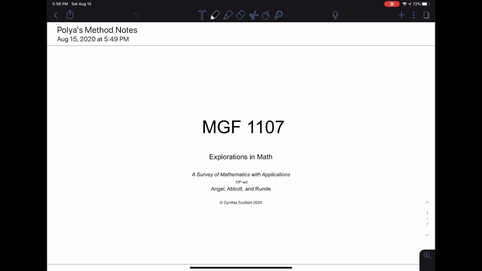Hello, welcome to MGF 1107, also known as Explorations in Math. That is exactly what we're getting ready to do. We're getting ready to explore all kinds of topics in math, and it's going to be fun.